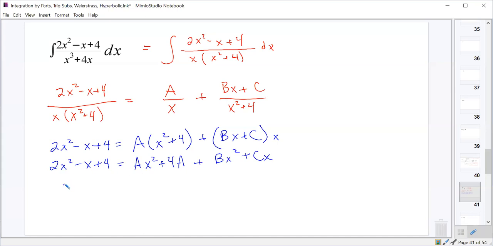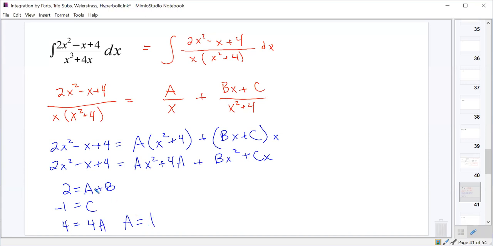So we have 2x squareds, and we have ax squareds and bx squared, so 2 equals a plus b. We have negative 1 x's, and over here we just have c x's. So negative 1 is c, that one's already done. And here we have 4 as our constant, and that equals 4a. So that ought to tell us that a is equal to 1.